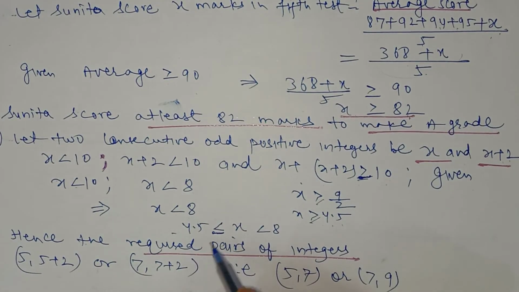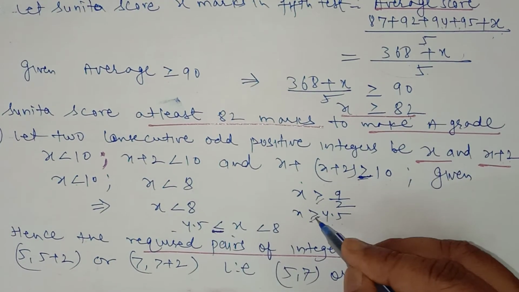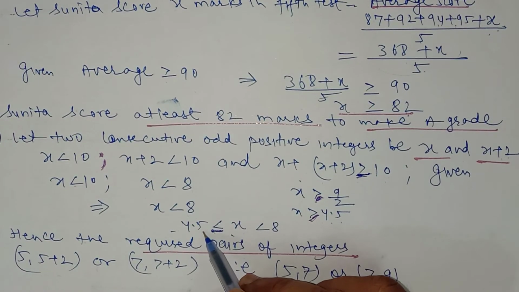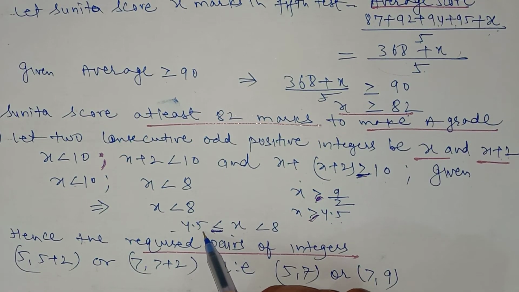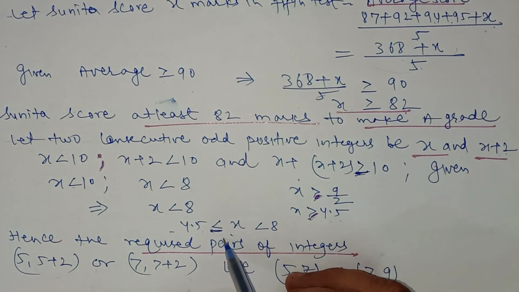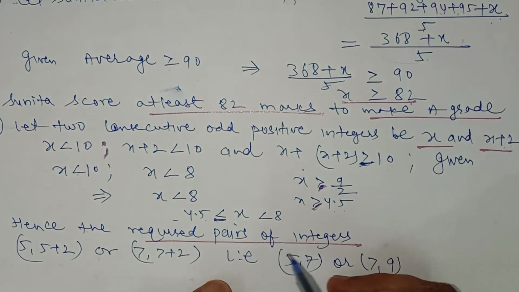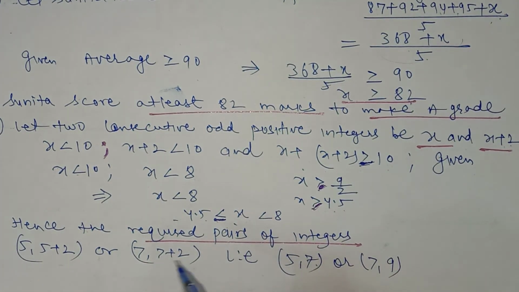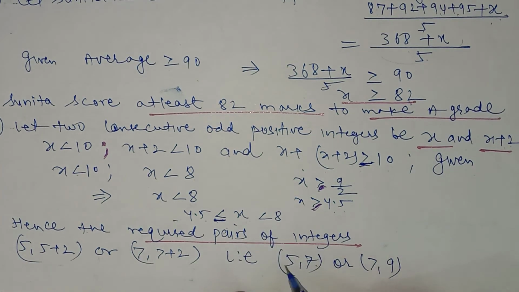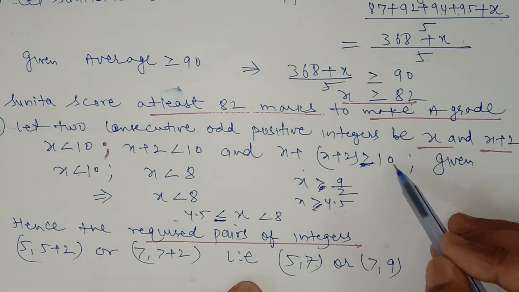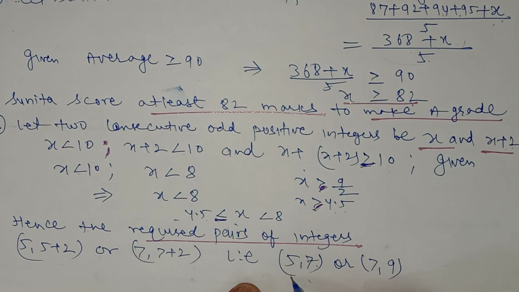So what you'll get? Greater than 4.5 will be 5. The next number will be 7, or the value of x can be 7. The next integer should be 9. So the 2 possible pairs of integers will be 5, 7 or 7, 9, because both of them should be less than 10, and the sum of both should be greater than 10. The possibility is 5, 7 or 7, 9.